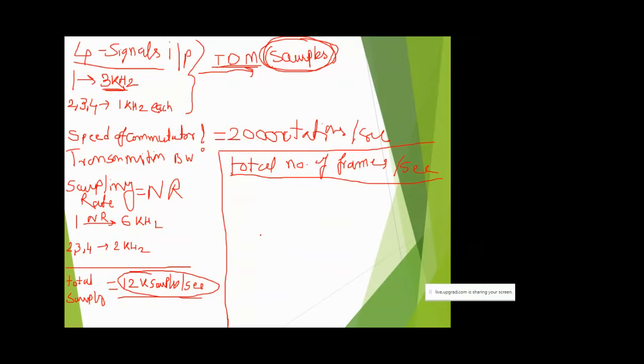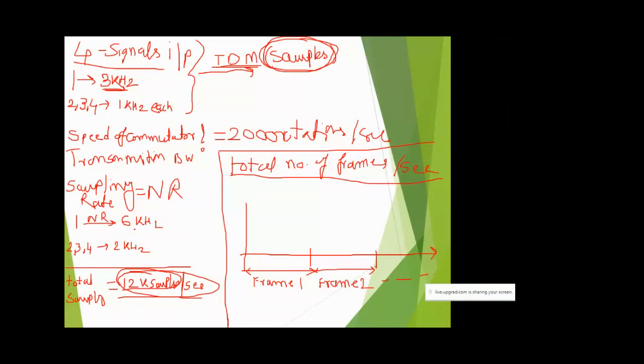Now listen carefully and look carefully also. This is the timeline. This is the first time slot, meaning the first frame. This is frame one, and this is frame two, and so on. So how many frames will be generated in 1 second? We know that a total of 12,000 samples are generated in 1 second. When the commutator completes one rotation, how many samples will we get here?